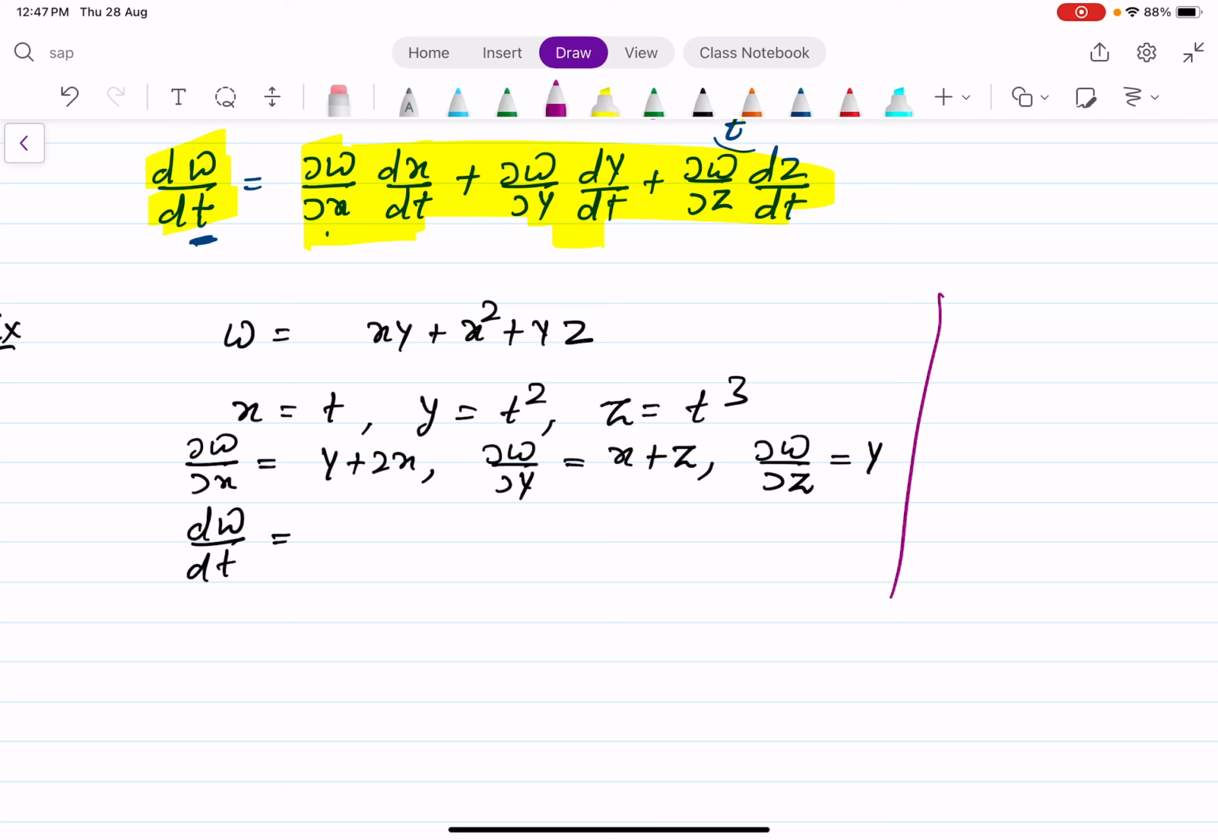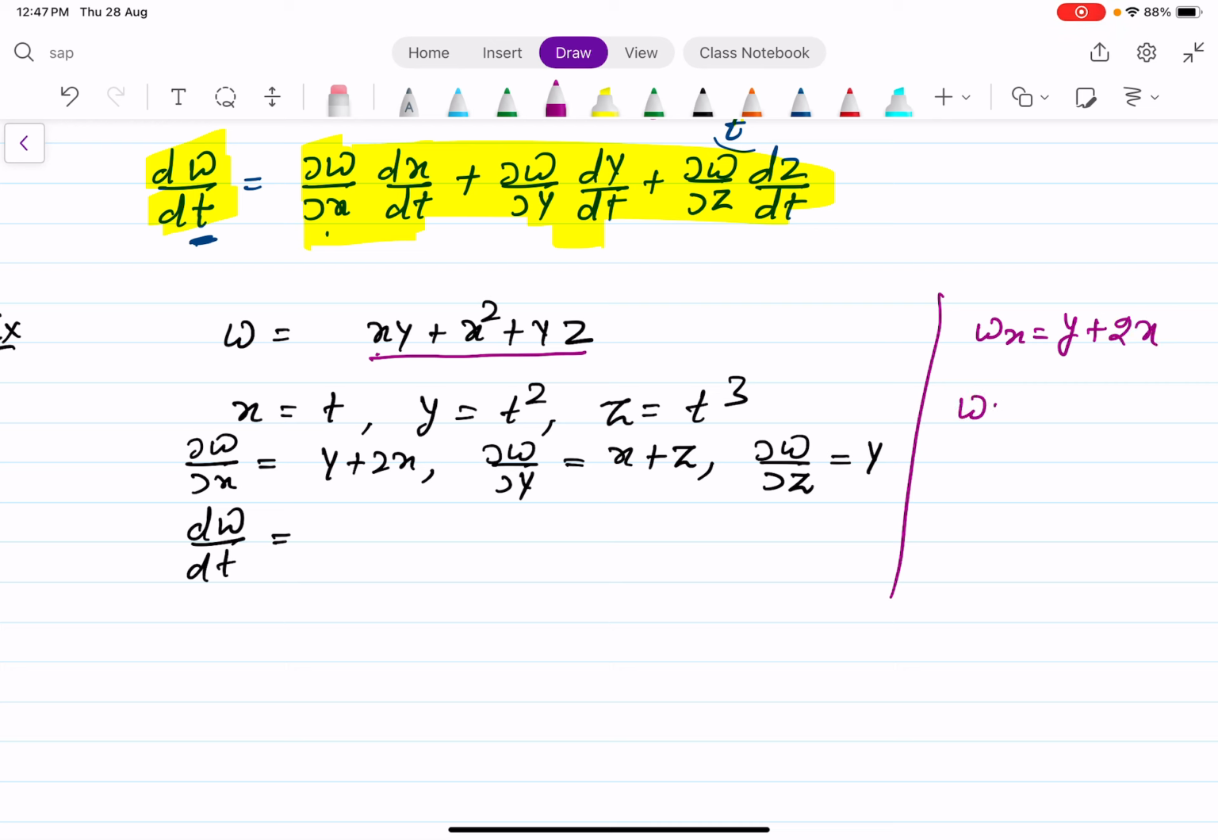Since we are differentiating w with respect to x, so w_x will be what? We have to differentiate this function with respect to x. So what is the differentiation of xy with respect to x? That is y, because the differentiation of x is 1, y will remain as it is. Now the differentiation of x square with respect to x, that is 2x.